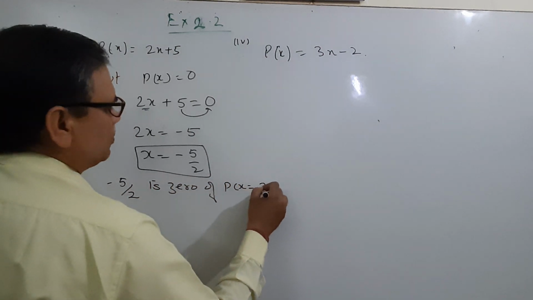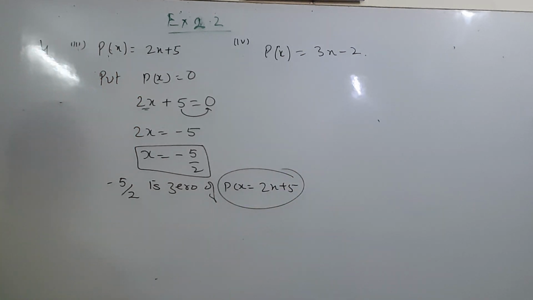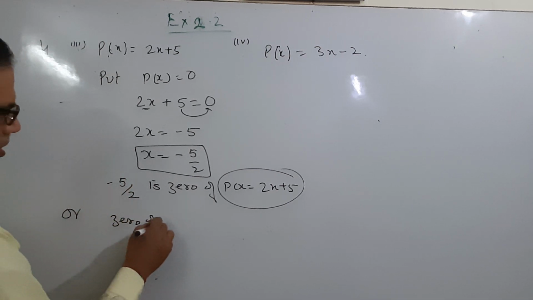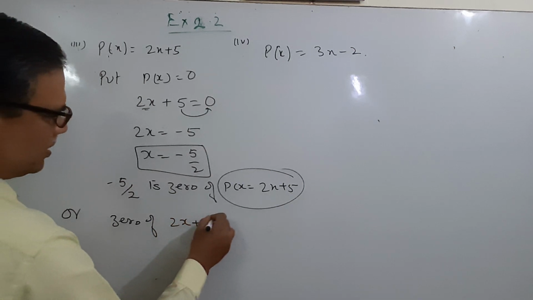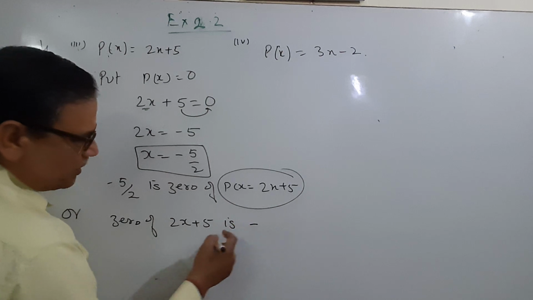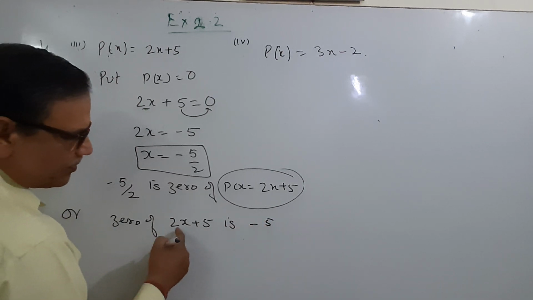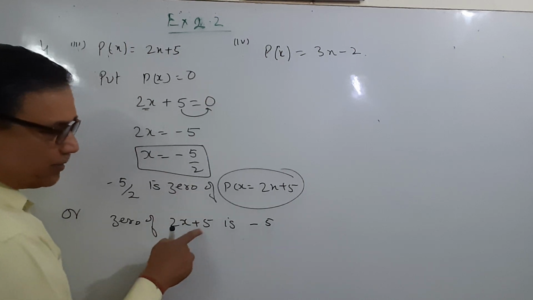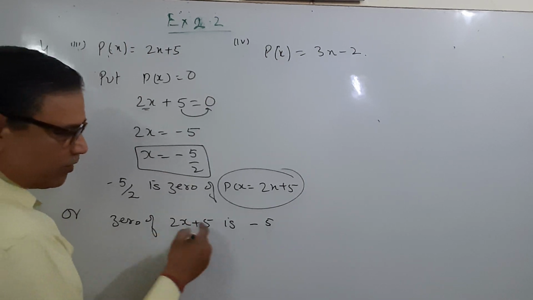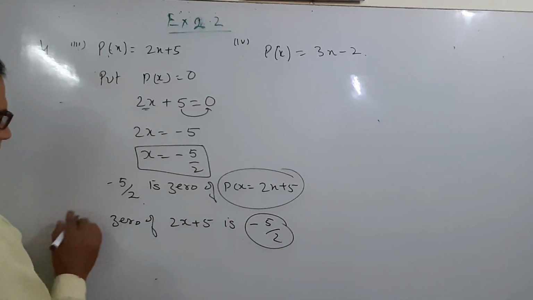p(x) is equal to 2x plus 5. Either you can write p(x) or you can write 2x plus 5. Or directly, the zero of 2x plus 5 is minus b upon a. What is b? 5. What is a? a is the coefficient of x. So it is minus b upon a, the constant term upon the coefficient of x, which is 2. This is the same, or this is the second method.